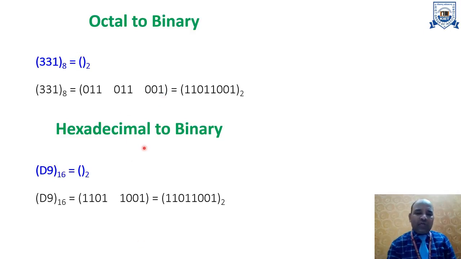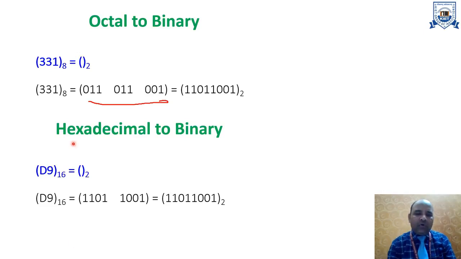And then we will write this number in continuation: 011, 011, then 001, and the leftmost zero we can drop because it does not change the value of the number. So dear friends, this is the equivalent value, which is 11011001 in binary for the given number 331 on base 8.